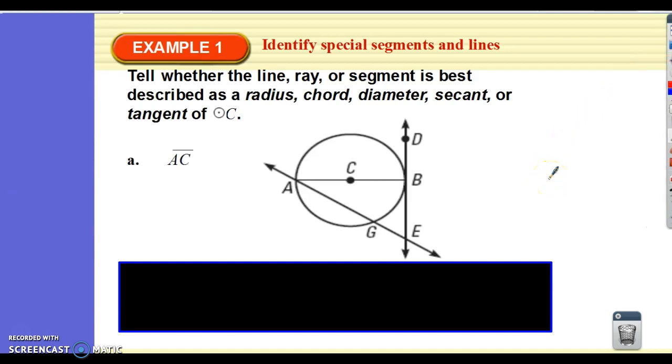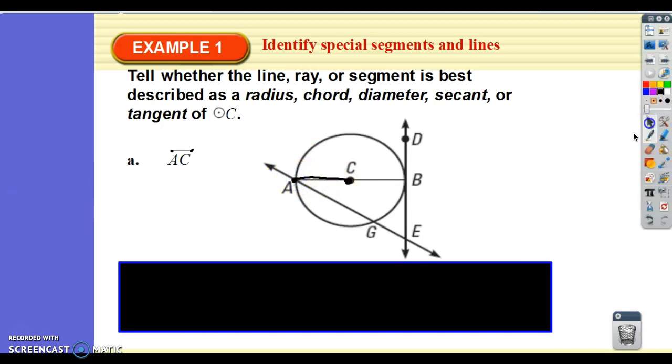Example 1. Identify special segments and lines. Tell whether the line, ray, or segment is best described as a radius, chord, diameter, secant, or tangent of circle C. So this right here is a segment. It doesn't have any arrows, so it's essentially just a couple of endpoints. It's segment AC. So is it a radius, a chord, a diameter, a secant, or a tangent? This is a radius. It goes from the center of the circle to a point on the circle.